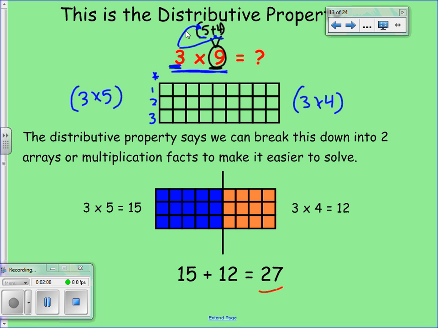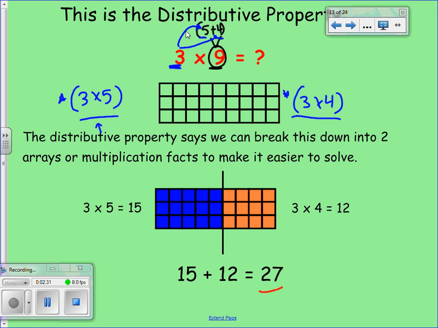Okay, this shows us 3 times 9. 1, 2, 3 times 1, 2, 3, 4, 5, 6, 7, 8, 9. But if we wanted to show how we distributed this 3 times 9, then we would need to partition or break up this array into 2 separate arrays. And that's where 3 times 5 and 3 times 4 come into play.